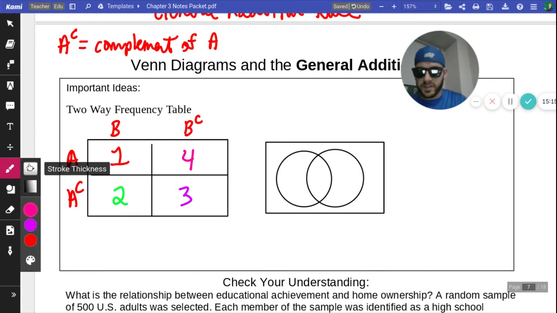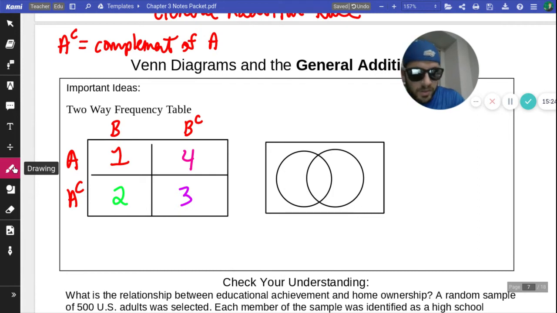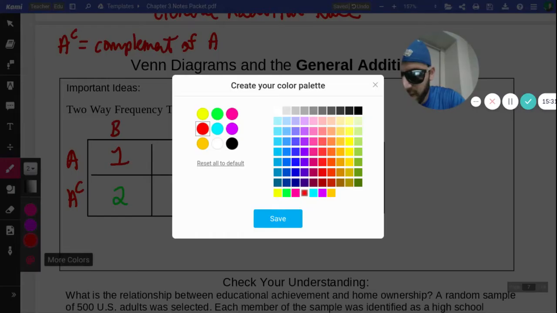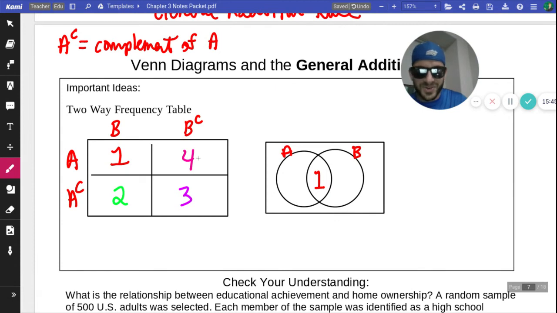Now that we've expertly jumped ahead and drawn our circles, we're going to fill in where these numbers go. So I recommend starting in the middle where both things are true, and that's going to be this red number 1. And then we definitely have to label these. So let's label them in black. We can say that this left circle is A, the right circle is B, and then outside the circles are the complement.